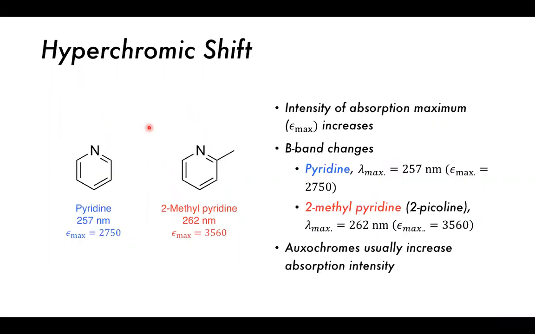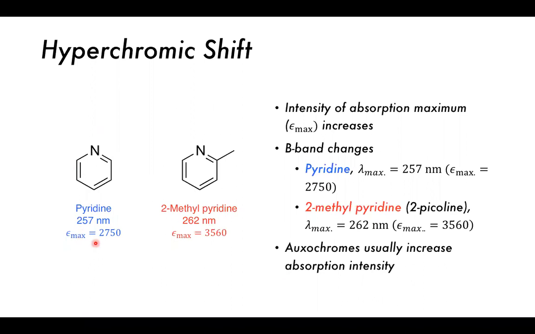Hyperchromic shifts. This is whenever we increase the intensity of our absorbance. So in hyperchromic shifts, the intensity of the absorbance maximum, epsilon max, increases. Here we have pyridine. It has a lambda max of 257 nanometers, and the epsilon max for this is 2,750.